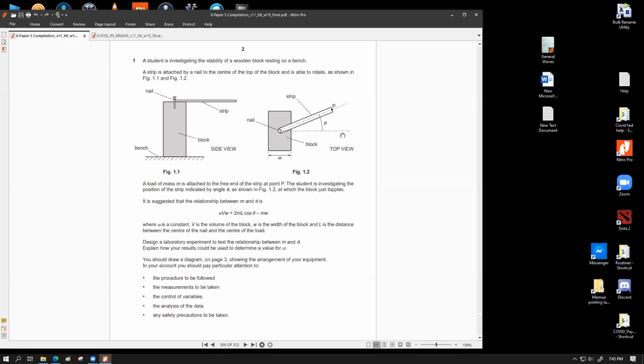I'll tell you why. If you think about the procedure of the experiment, whenever we're doing the experiment physically, it is possible to attach a fixed amount of mass and slowly increase the value of theta to find out exactly at which theta the block topples over. This is possible to achieve because this strip is capable of rotating about that nail position.